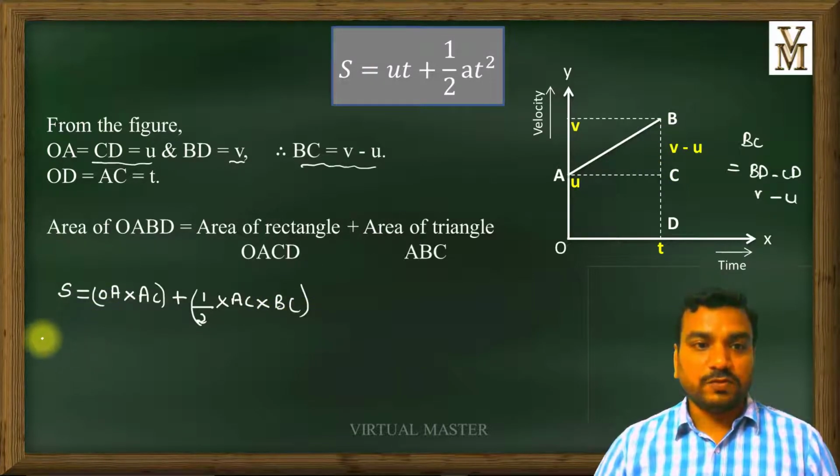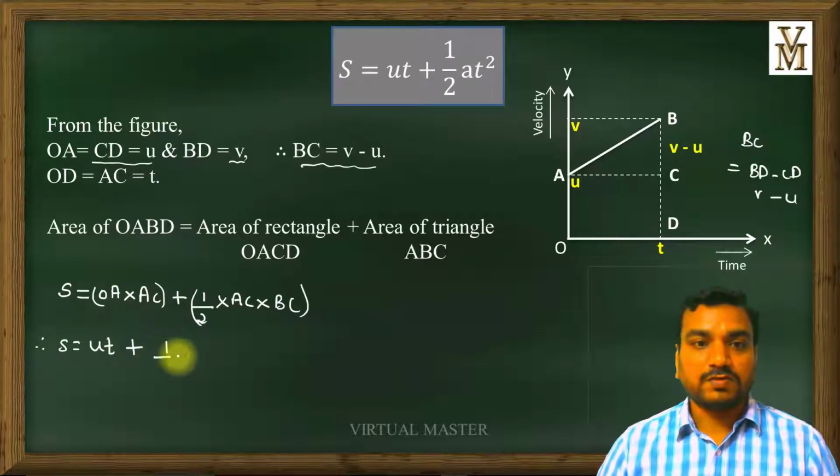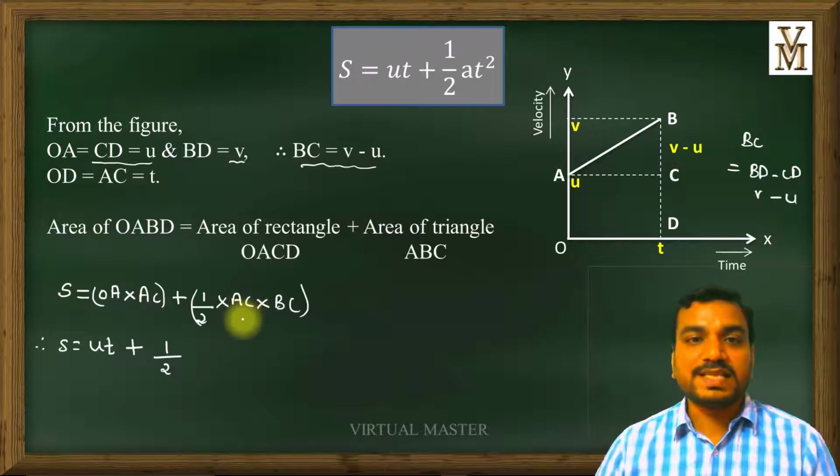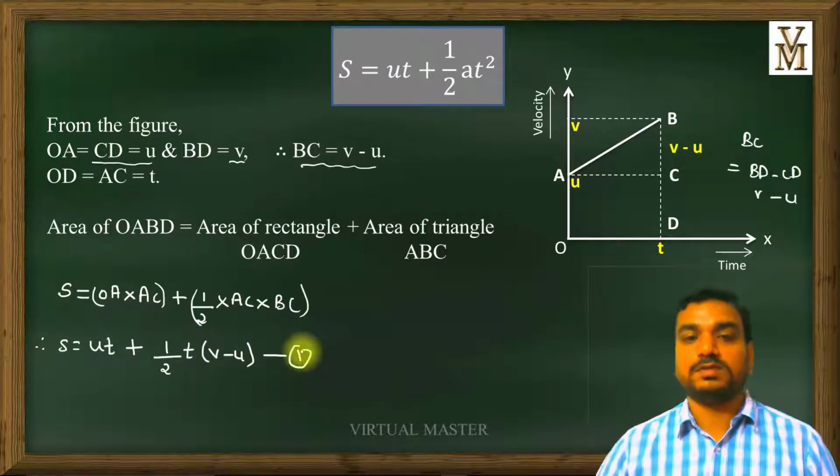Now, therefore, what is OA? OA is equal to U, right? OA is U. And what is AC? AC is T. So I can write S will be equal to UT plus half. What is AC here? AC is equal to T, right? And what is BC? BC is equal to V minus U. I will call this equation number 1.